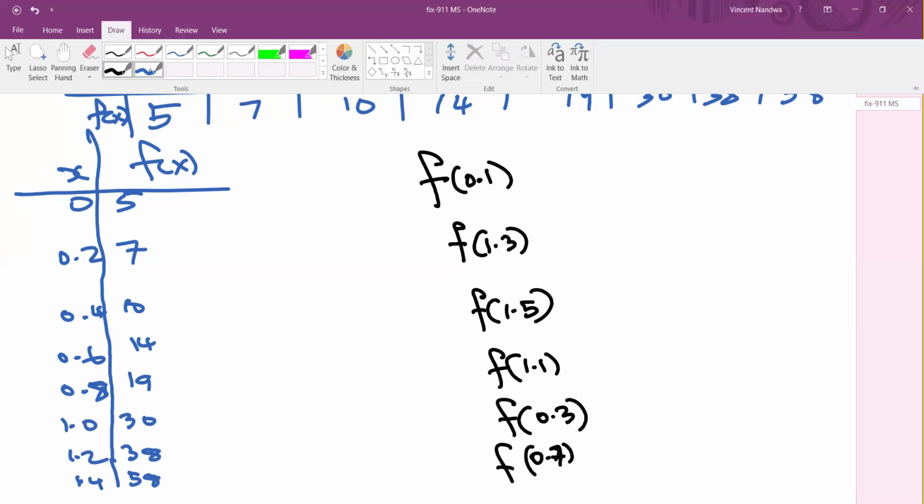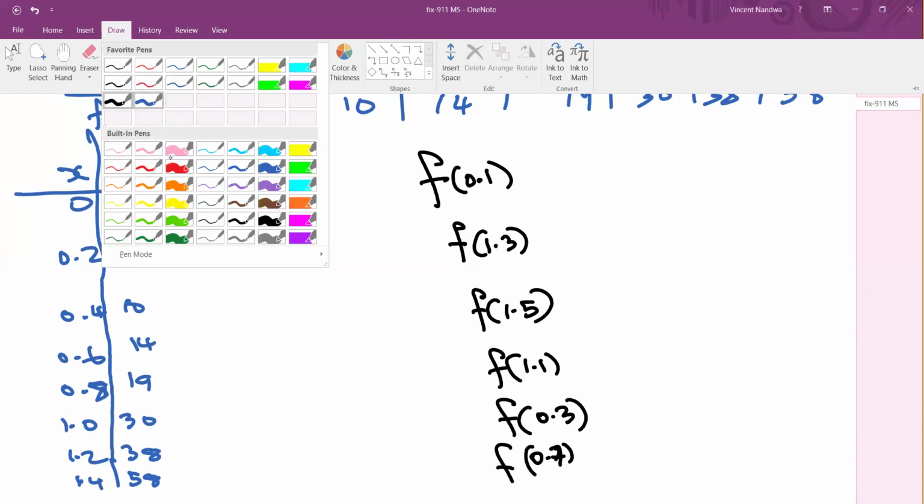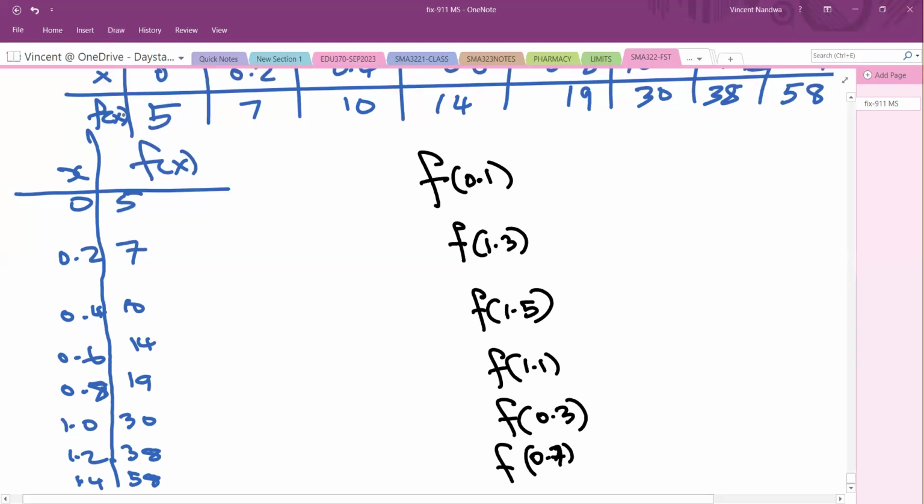I want someone to tell me what will be the most suitable formula for me to apply if I have to do the approximations for these given f values, and why you think the formula is what you say. F at 0.1, what would be the best method to apply? Is it Newton forward or Newton backward, and why? Newton forward, reason?